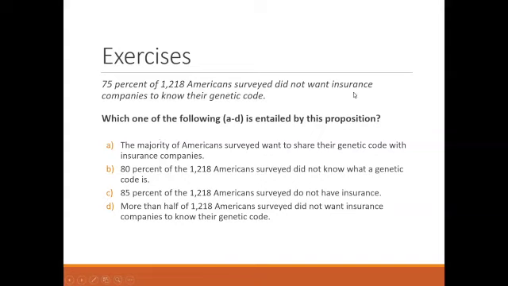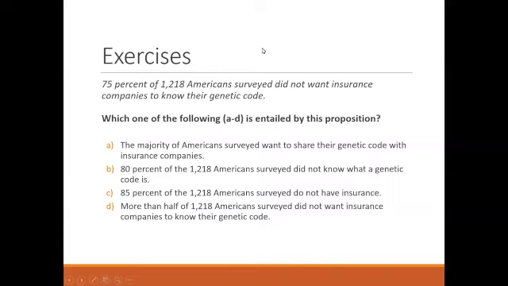So we'll ask about A. The majority of Americans surveyed want to share their genetic code with insurance companies. If it's entailed by the proposition above, then it should be true that if the proposition at the top is true, then A cannot be false.